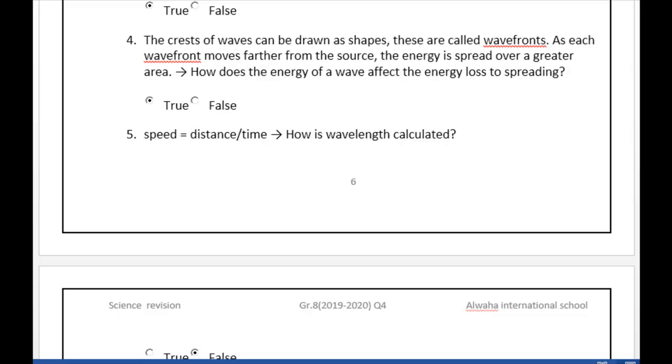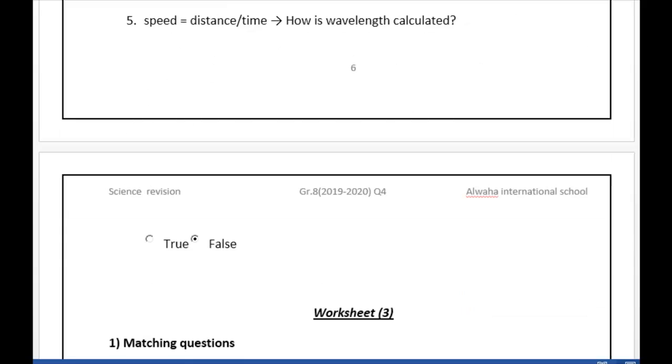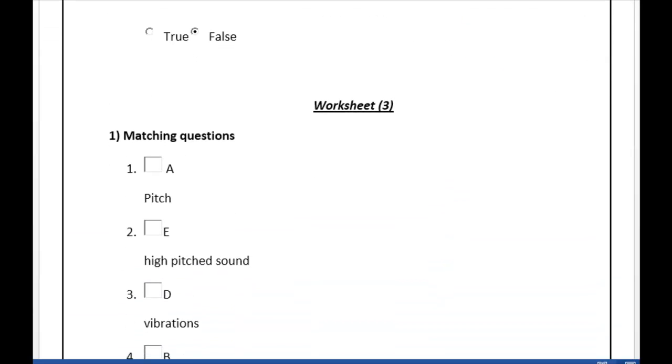True. Speed equals distance divided by time. How is the wavelength calculated? No, it talks about the speed of the wave. So number 5 will be false.